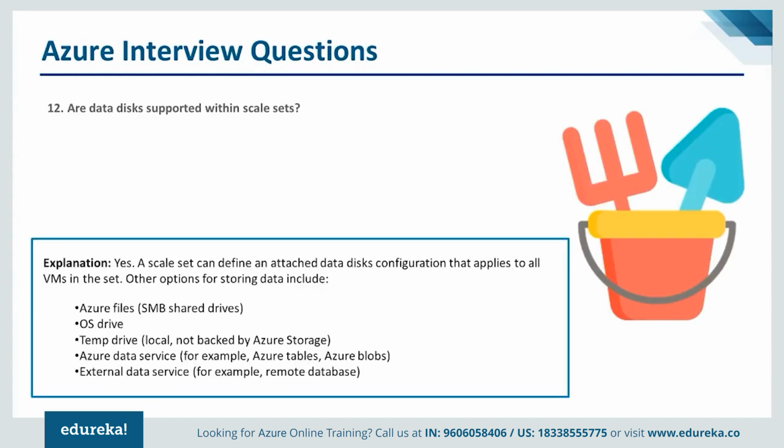So first of all, when you talk about this, yes, of course, my data disks are supported in scale set. A scale set can be defined with an attached data disk configuration that applies to all VMs in the set. There are a few types of data disk examples which I've given over there. One is, of course, Azure Files, which is my SMB shared disk. Then you have my OS drives, then my temp drives, then my Azure data services like blobs, tables and cubes. And then you have external data services such as remote databases. So all of these are supported. All of the disks which you see over there are supported.